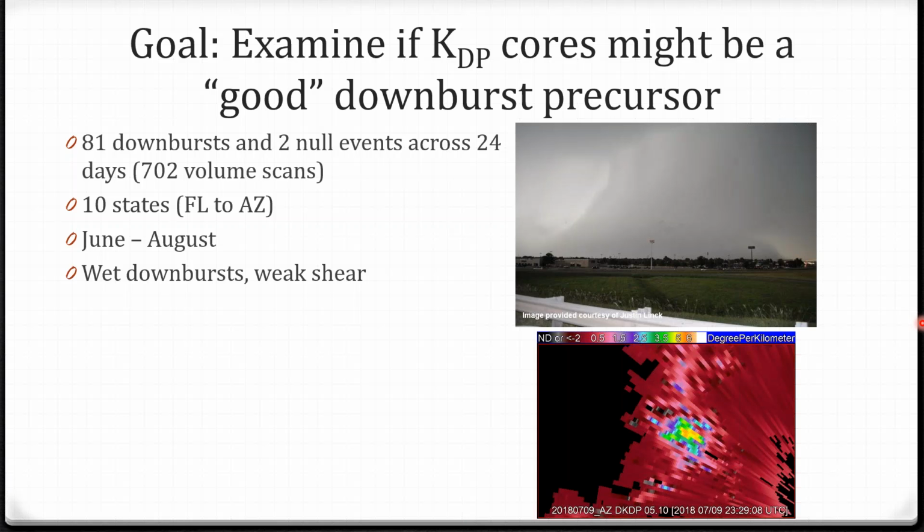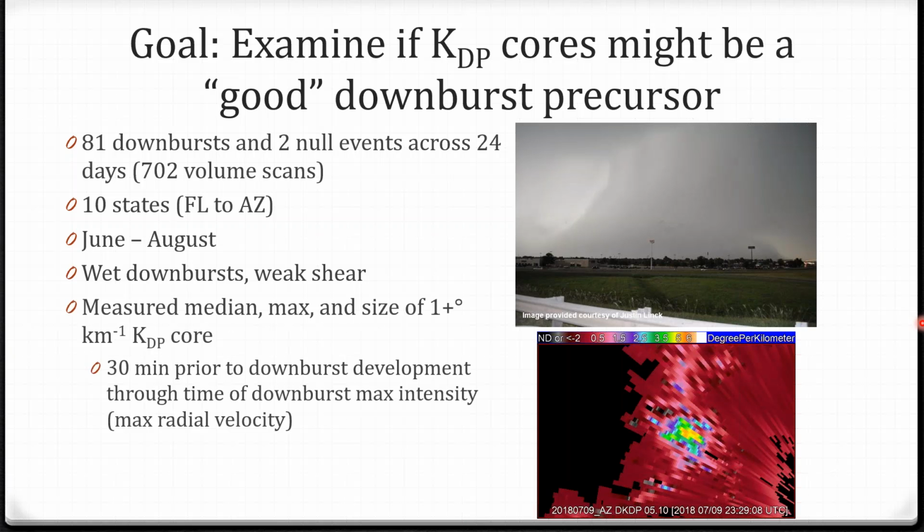So for the radar analysis, we looked at 81 different downbursts and 2 null events across 24 different cases. There's right about 700 volume scans in total that we looked at. These cases occurred across 10 different states, anywhere from Florida to Arizona, and then up to states like Ohio as well. All of these were warm season events, so between June and August. And all of the events were wet downbursts. We tried to look at dry downbursts in Colorado, but there basically weren't any KDP cores with them. So we focused on wet downbursts in weak shear environments.